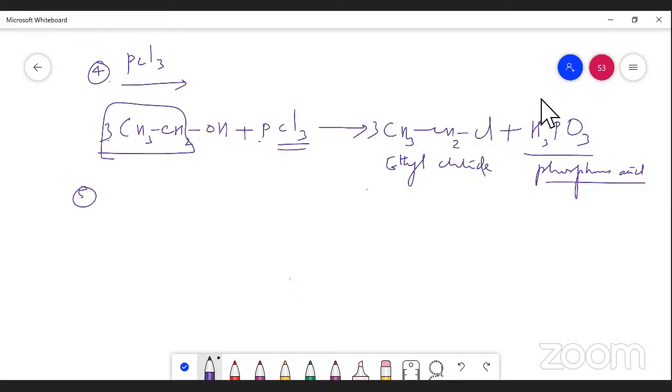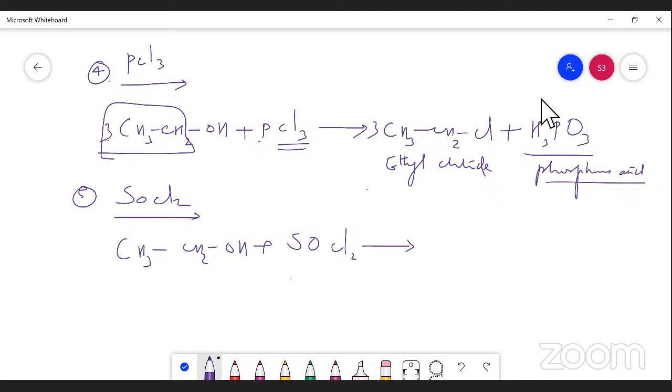We are going to use thionyl chloride, SOCl2. It is also a kind of chlorinating agent. Now you take the same alcohol, CH3CH2OH, plus thionyl chloride. Thio means sulfur, so that is thionyl chloride. That is the reaction, SOCl2 is taken here. What's the product? You can get it from here.